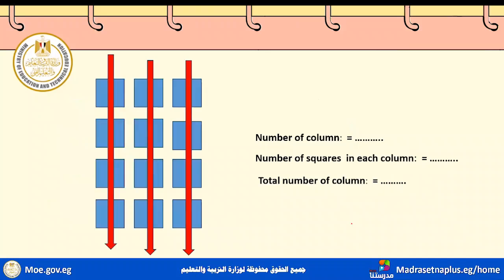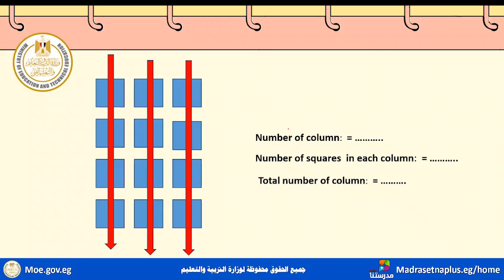We studied rows. Don't forget, each row comes from left to right, or each row has a horizontal direction. Now let's study columns. Any column comes from what? From up to down, or a column has a vertical direction. Vertical means up to down, while horizontal means left to right. So let's count how many columns.